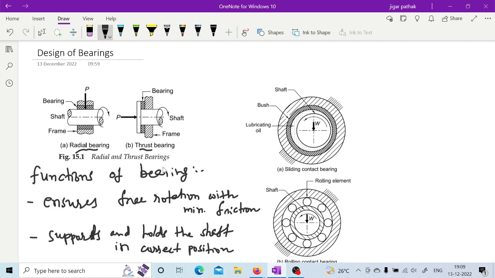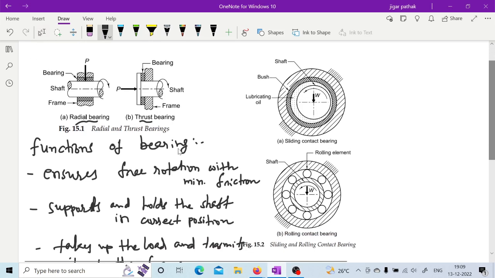Similarly, based on the type of contact, bearings are classified as rolling contact and sliding contact bearings, as shown in this figure. Here these are all rolling elements, and in this there will be line contact. If a roller is there, there will be a line contact, and this is a rolling contact bearing, because the roller has rolling motion and performs the function of a bearing. It will allow the motion of the shaft with minimum friction with respect to the housing.